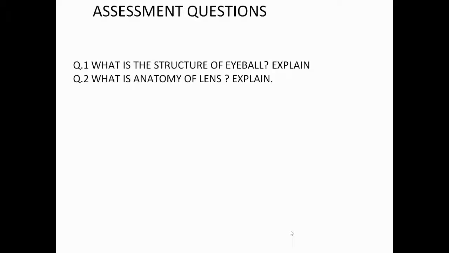Now there are assessment questions, and you have to assess yourself by answering these questions. The first is: what are the structures of the eyeball? You have to explain all the structures that make up the eyeball. The next is the anatomy of the lens. You will explain it with a drawing, a diagram.